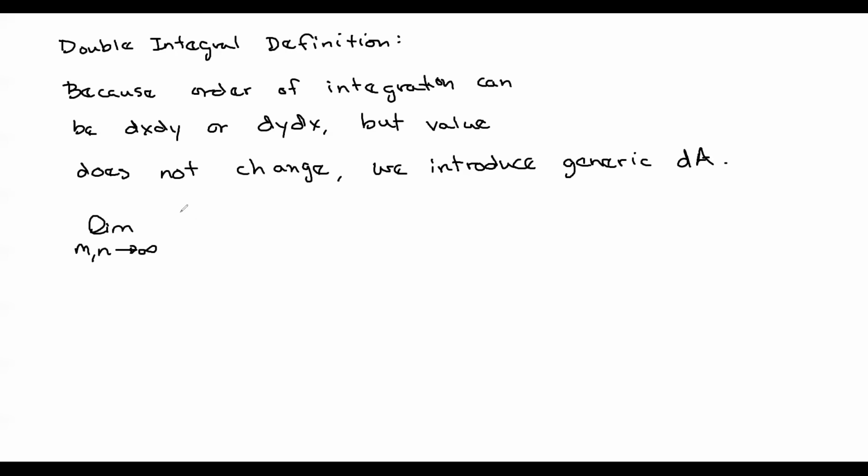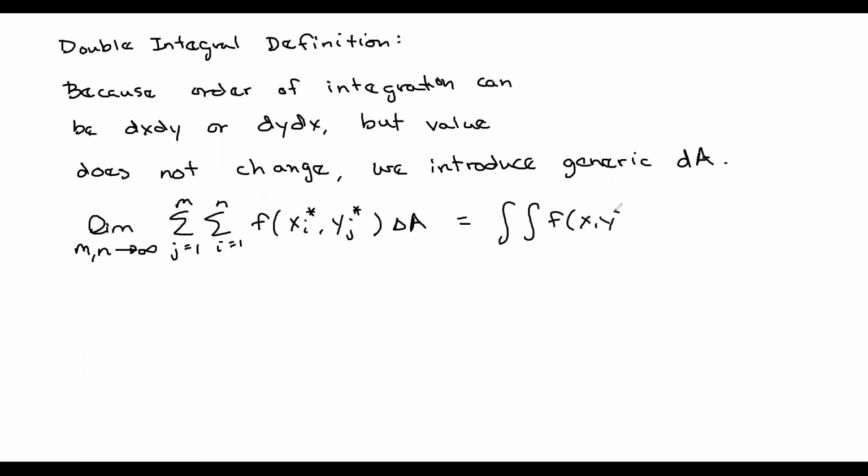We've got our summation I equals, hold on, that's supposed to be a j. j equals 1 to m, i equals 1 to n. We've got f of x sub i star, y sub j star. And then we're going to do change in A, instead of change in x, change in y, or change in y, change in x. And then we'll say that that equals the double integral of f of x comma y dA. And then here, because the order could be either one, we want to leave that unlabeled for now. And so we're going to put R.